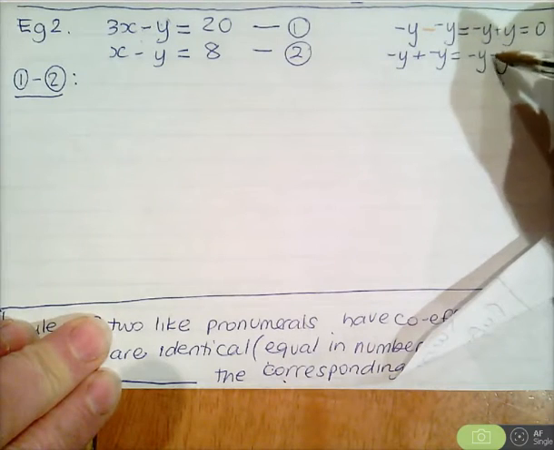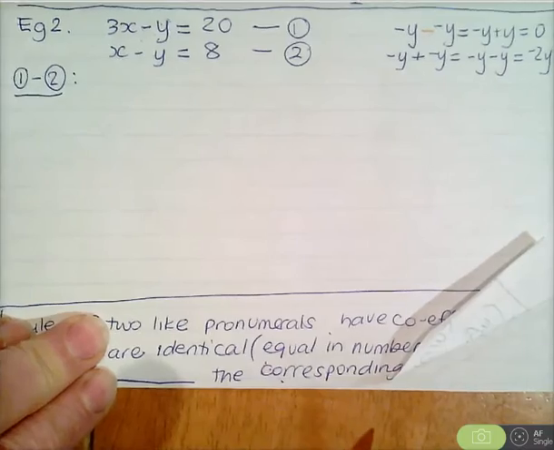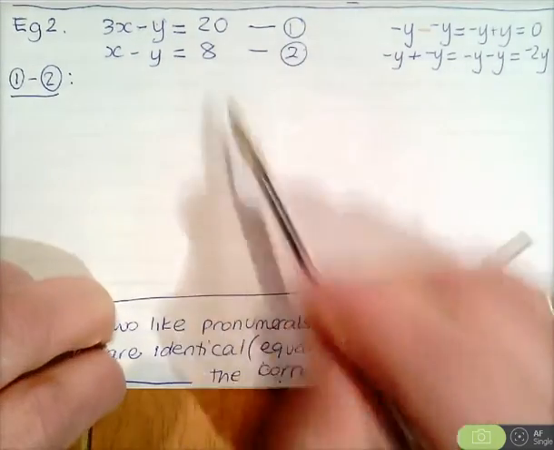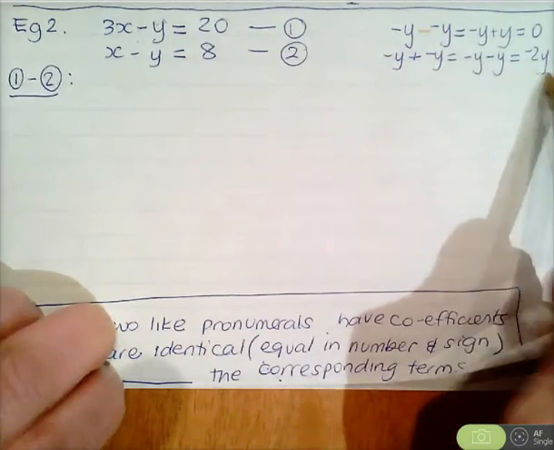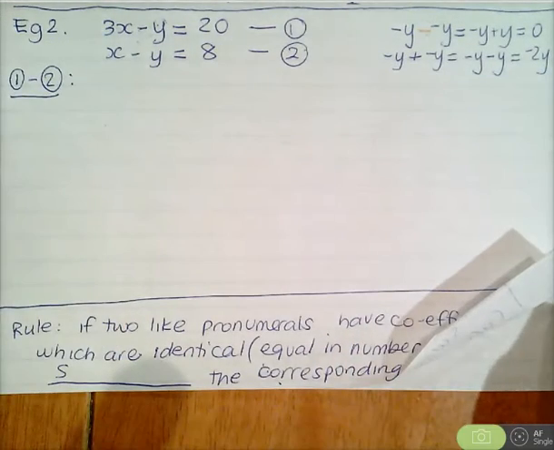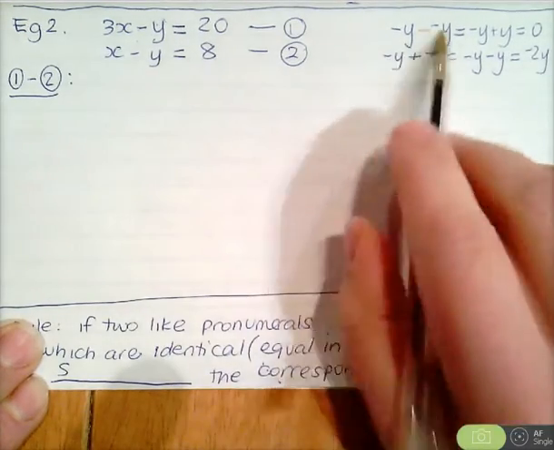That's negative 1y minus 1y is negative 2y. So be very careful. If you were to add equations 1 and 2, the y's would end up as negative 2y, which has not eliminated the y's at all. So we are going to subtract the equations.